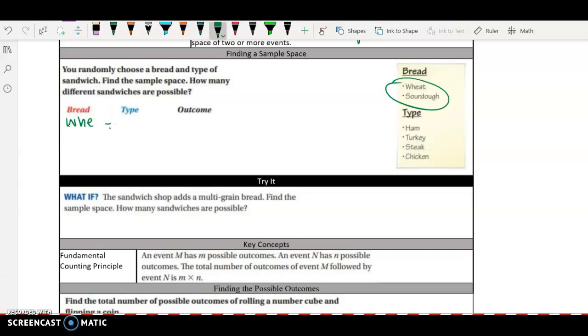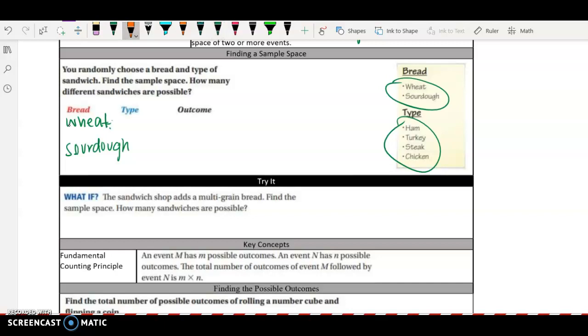So we have wheat. Now I erase that. This is worse than my smartboard. Okay, wheat, or we have sourdough. I'll actually write it out for you. Then we have different types of sandwiches. We have 4 different meats that we can put on the sandwich: ham, turkey, steak, or chicken.